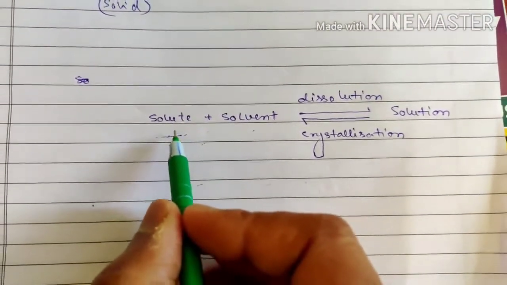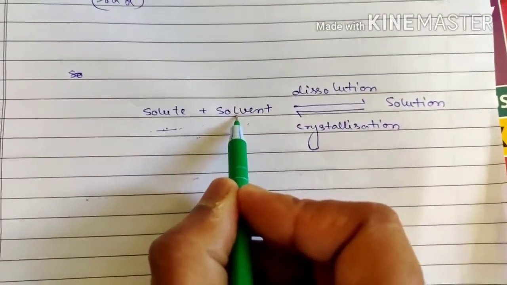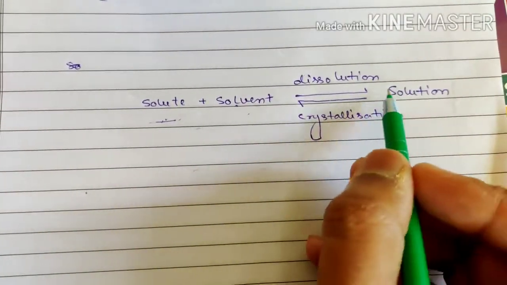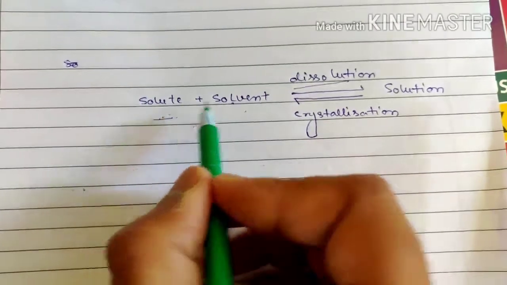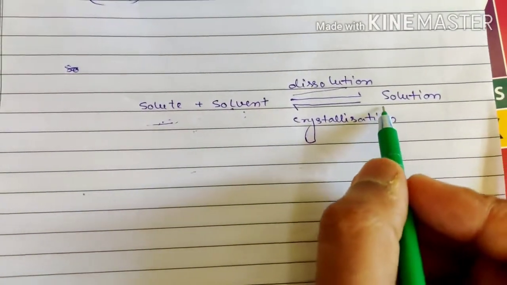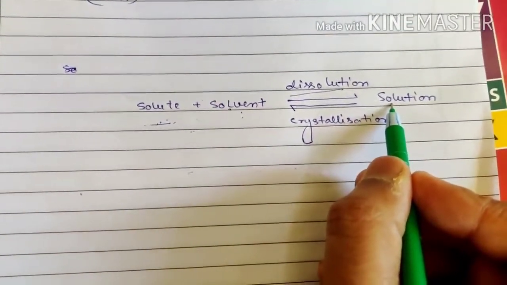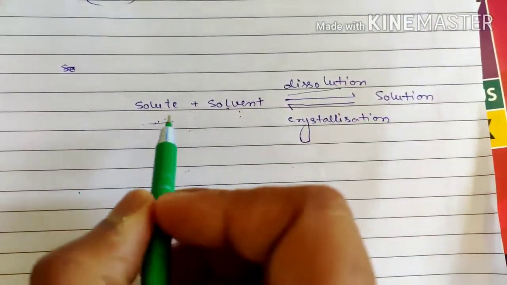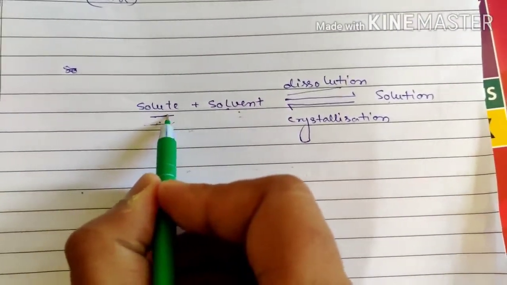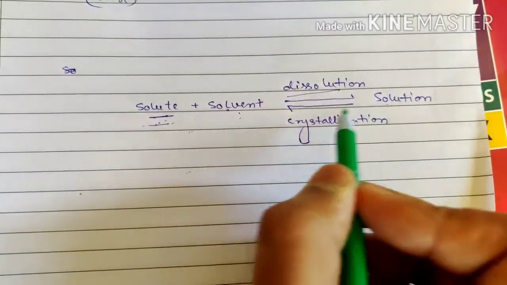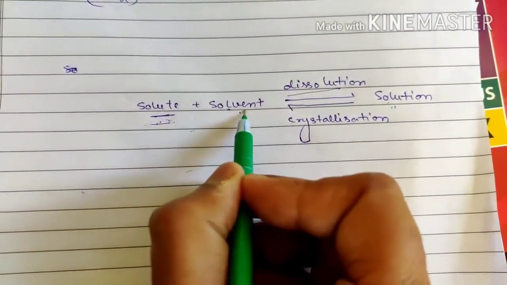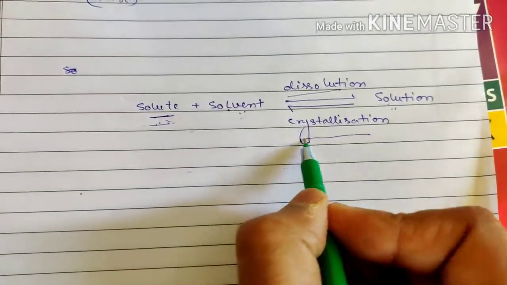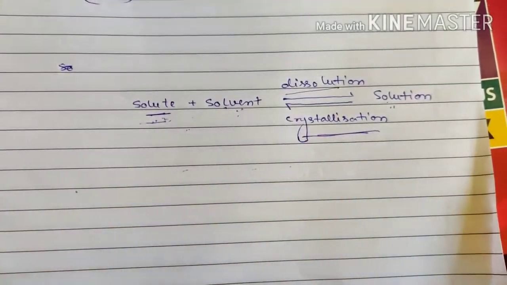As we were discussing, when the solute is added to the solvent, this forward process is known as the dissolution process, because more solute is mixed with the solvent and the concentration is increased. This forms the solution. On the other hand, when the solute particles within a solution collide with each other, the solute and solvent separate out from the solution. This process is known as the crystallization process.